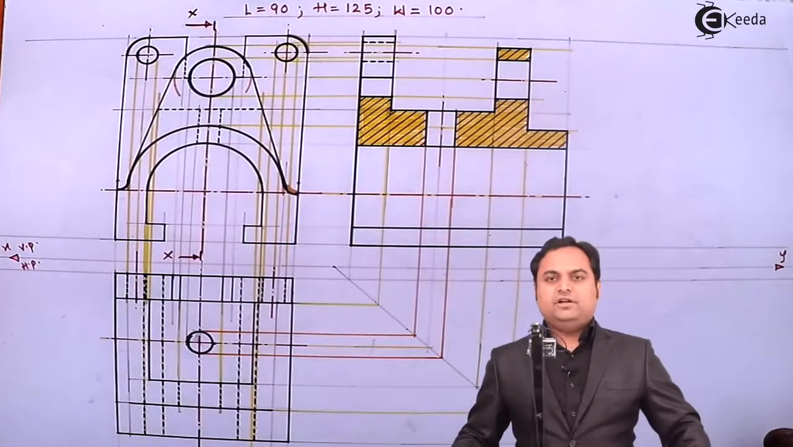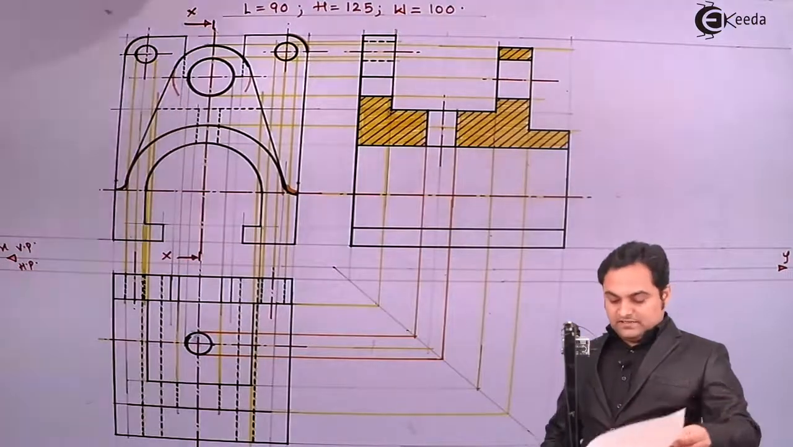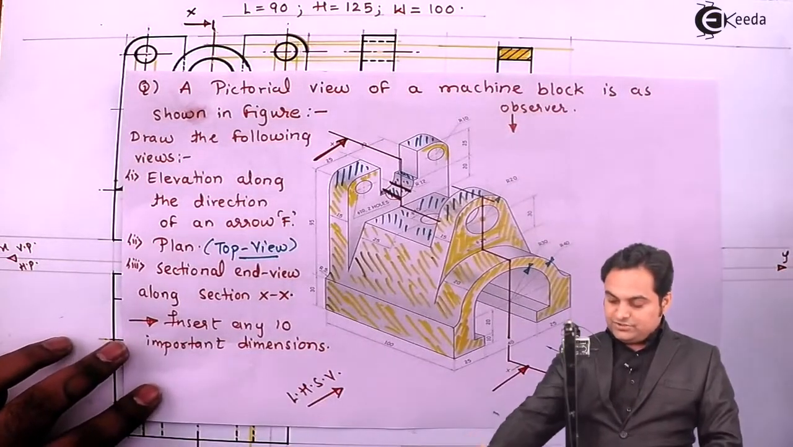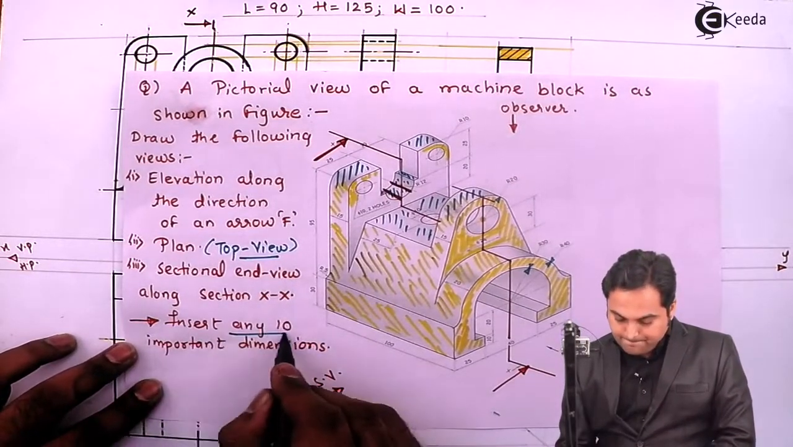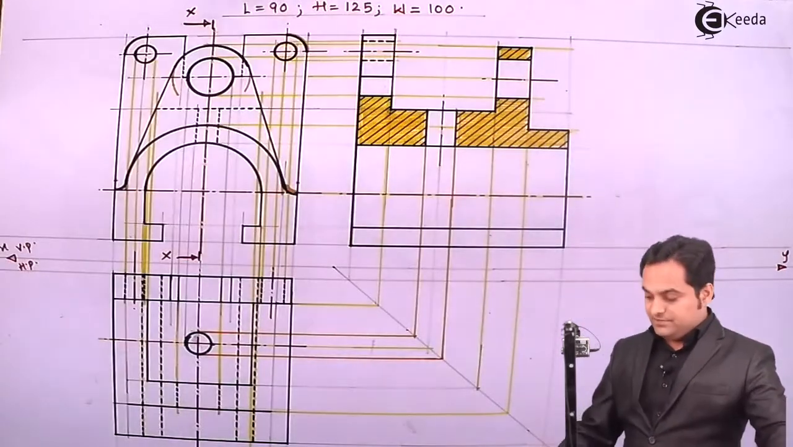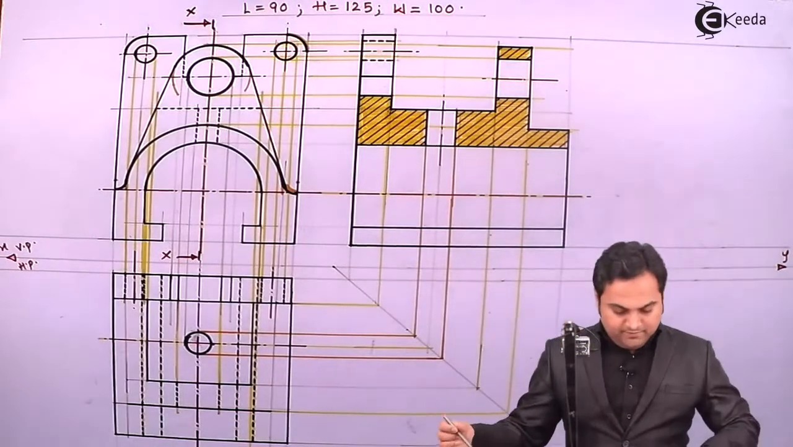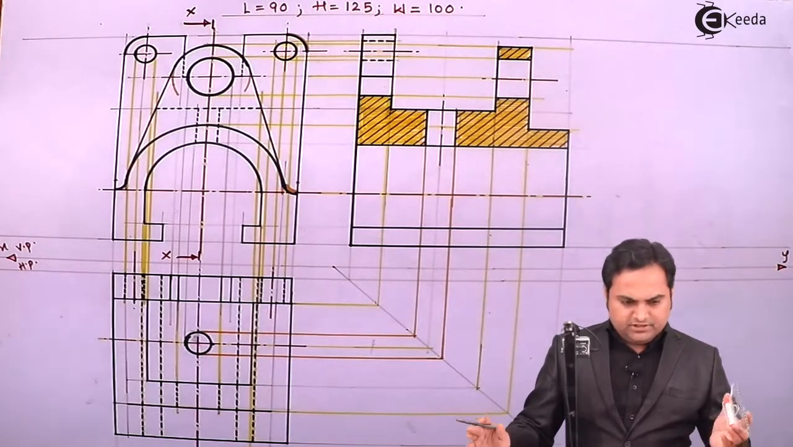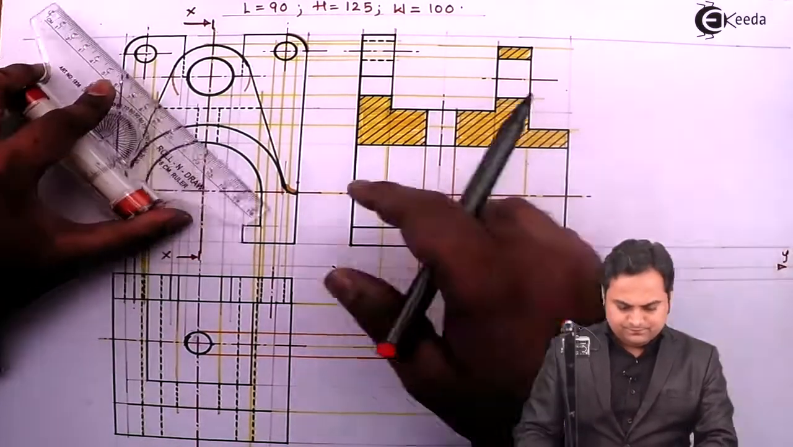Next, after reaching here, I'll give the dimensions. Then at last, it is given that insert any 10 important dimensions. So here I'll be giving the dimensions starting with the front view. And remember that dimensions should be medium dark. Here I'm using red color for medium dark line.